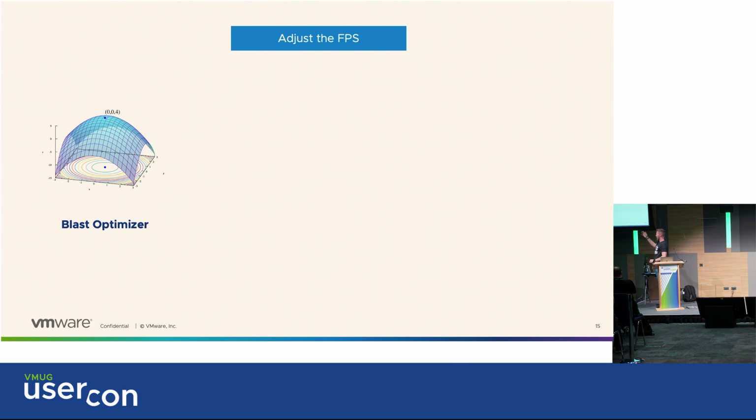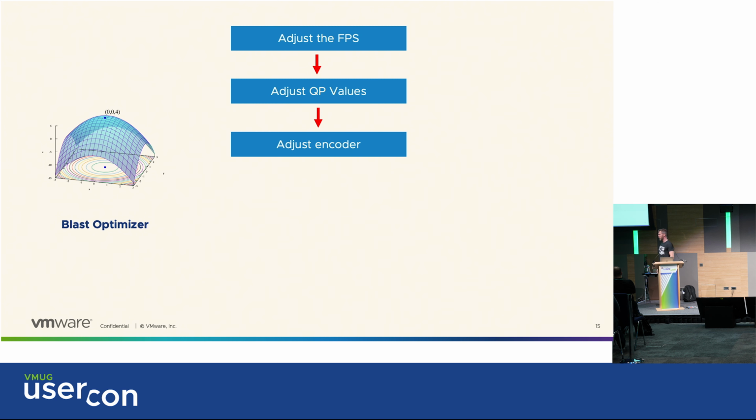If they're doing just office work, for instance, their average frames per second would probably be somewhere between 10 and 15 when they are highly consuming the desktop. Even if they just use Word, then 4 or 5 frames per second would probably also be sufficient. So I'm going to look at the FPS and adjust it where possible. Then I'm going to adjust the QP values to add more or less compression. I'm going to adjust the encoder. So if I have hardware, I'm going to use a hardware encoder. If I don't have that, I'm going to use a software encoder.